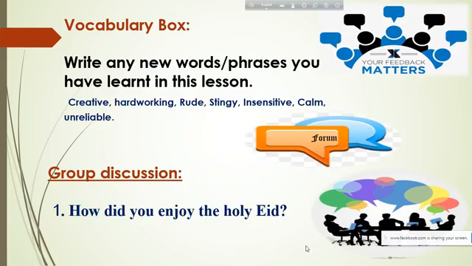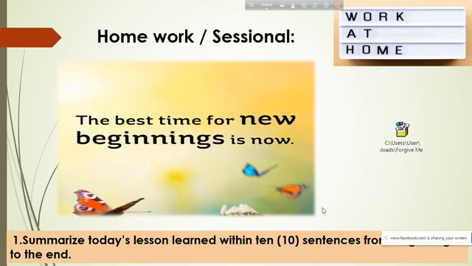Okay, and ultimately, you have some points to discuss among your friends. That is, how did you enjoy the day? And you can talk about this topic. So we can go for the next slide. That is homework. You see, you have to summarize today's lesson learned within 10 sentences from the beginning to the end, and you have to submit it to your respective teachers.